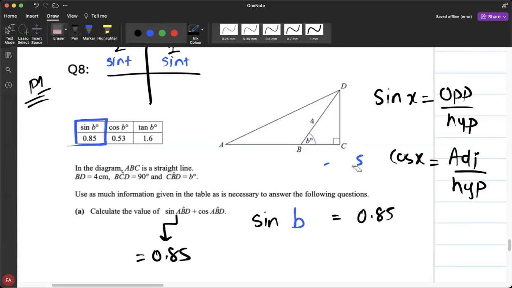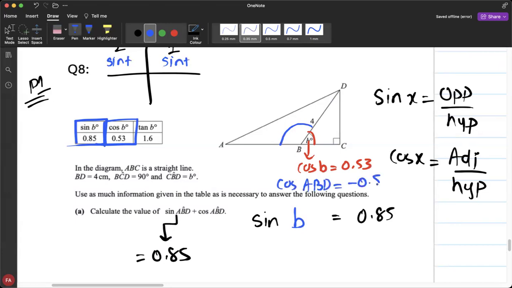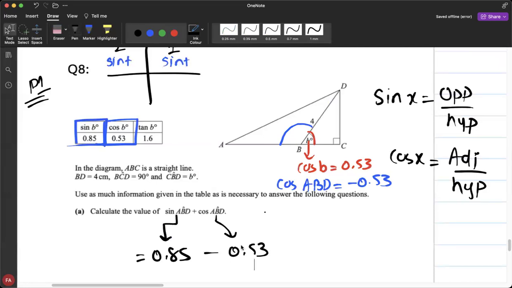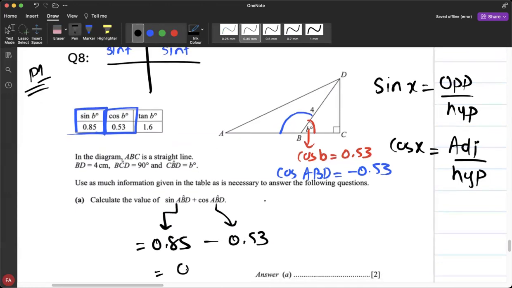In a very similar way, if I know cos of this angle is 0.53, now this again lies in the first quadrant. Cos B is equal to 0.53. Can I say something that lies in the second quadrant? It's just negative. So can't you say cos of ABD is equal to minus 0.53? That means this angle has to be minus 0.53. If you were to calculate this, you should end up getting the answer as 0.32. That's it.